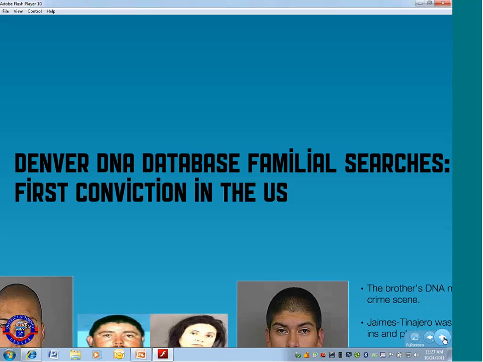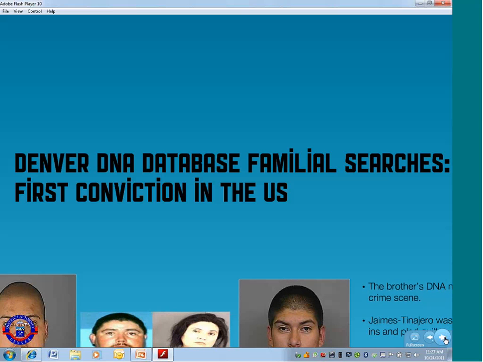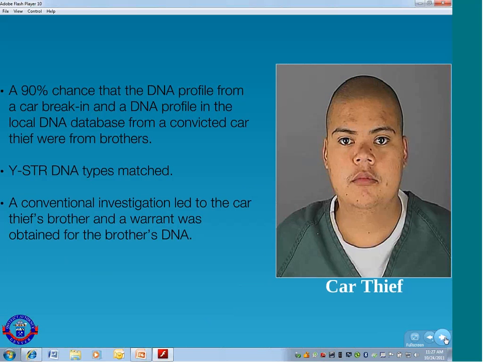This is the first conviction based on a familial search in the United States. It was in Denver, and it was part of our research project, and it turned out to be a car break-in. The individual we were looking for broke into 60 cars in one parking lot, cut himself in the last two, and bled, leaving his blood inside two cars. We did a familial search. We got a 90% likelihood that an individual who was a car thief, who's in this slide, was the brother of who we were looking for.